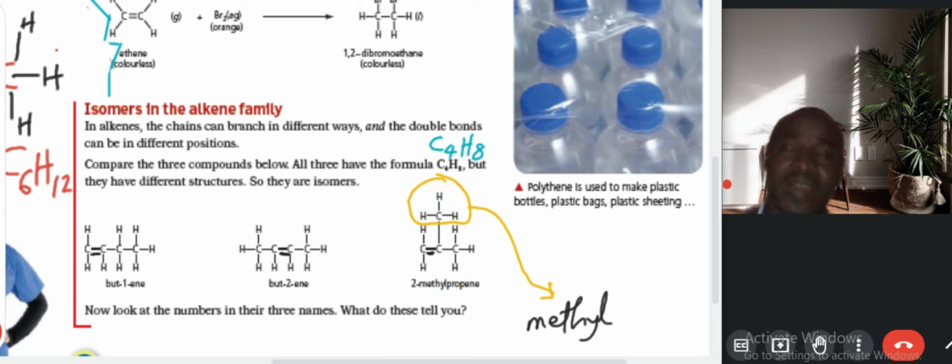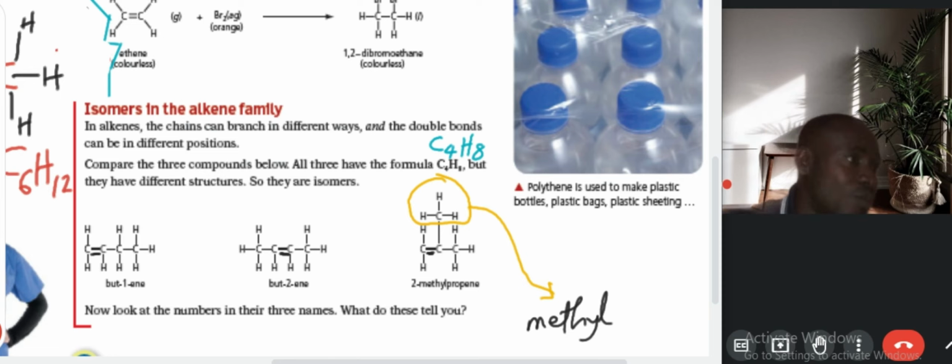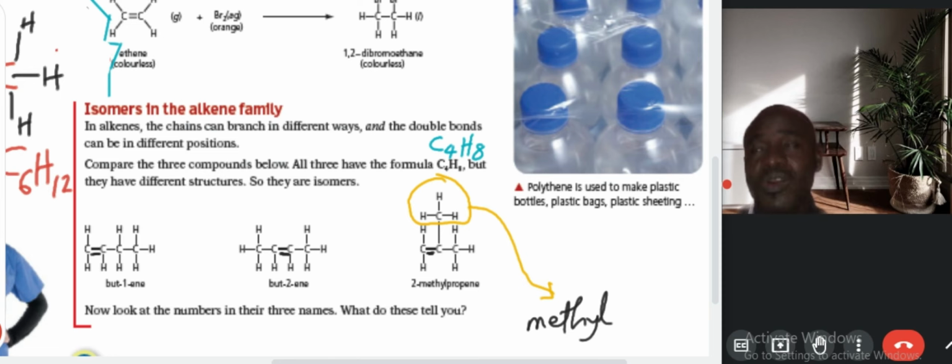Isomers are organic compounds with the same chemical formula but different structural formula. This is different from isotopes. Isotopes are atoms of the same element with the same proton number or atomic number, but different nucleon number or mass number because they have a different number of neutrons.